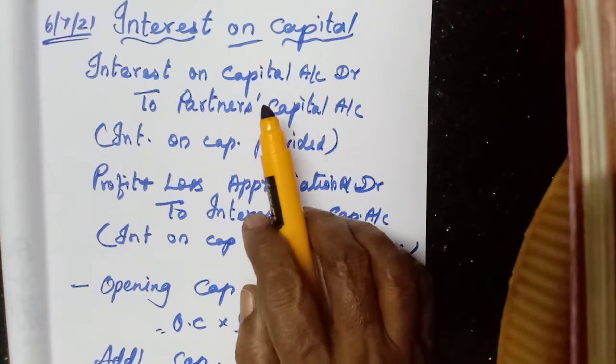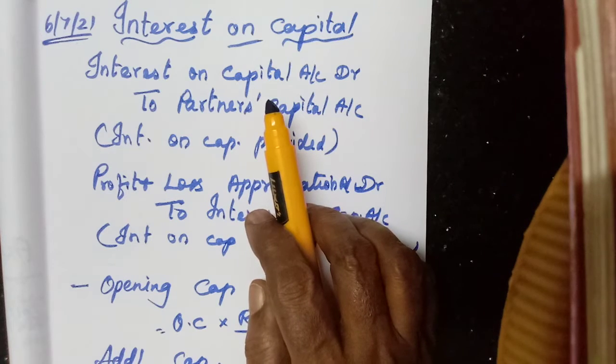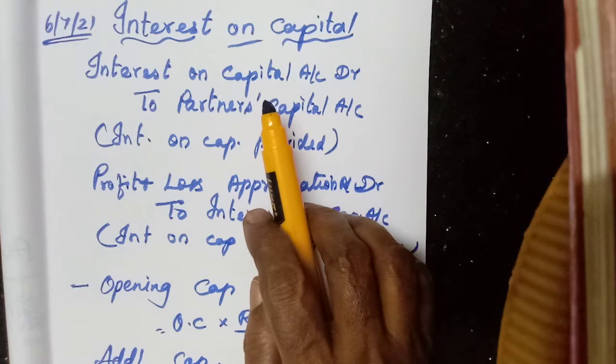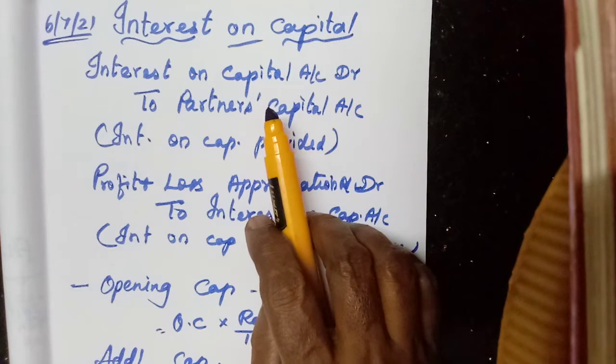So there must be sufficient profit to distribute the interest on capital. Why do we give this interest on capital to the partners? In order to differentiate the partner who contributes more and less. Those who have contributed more capital to the business will be given more interest. That is one of the purposes.